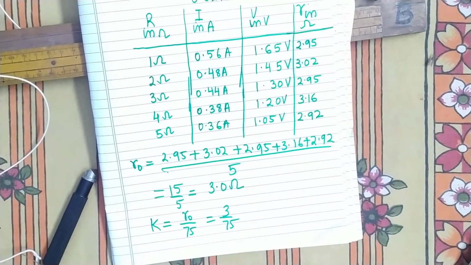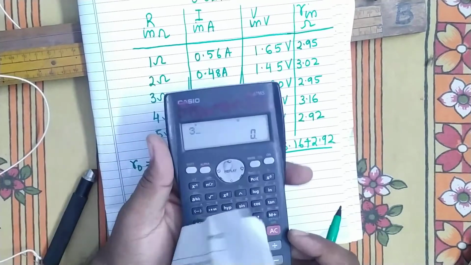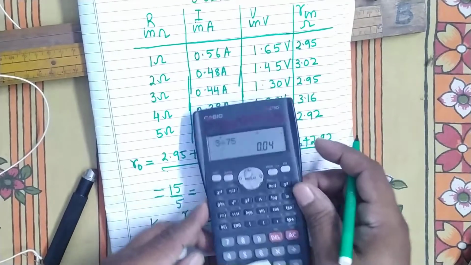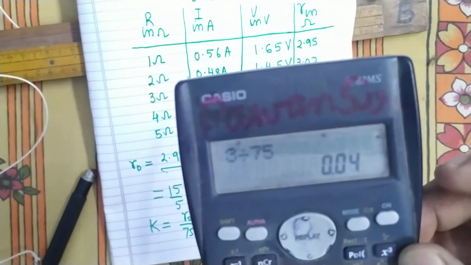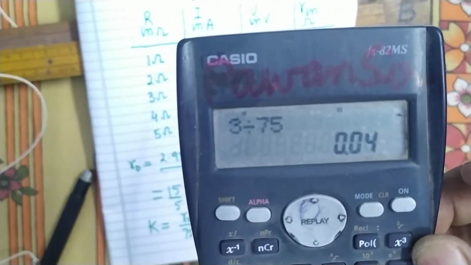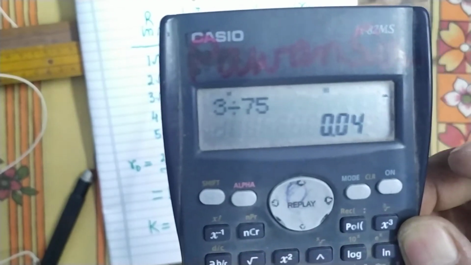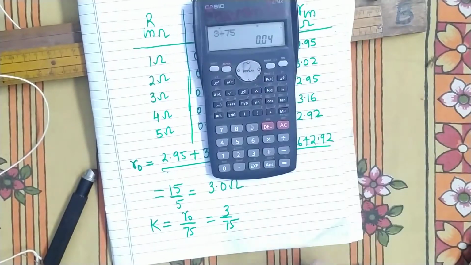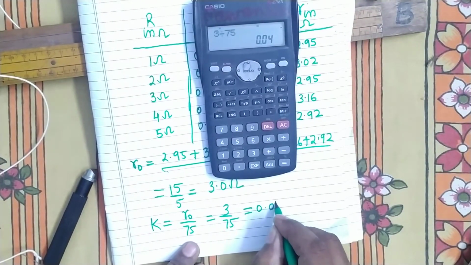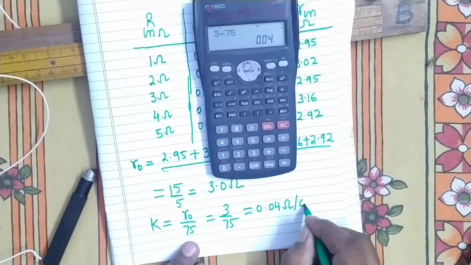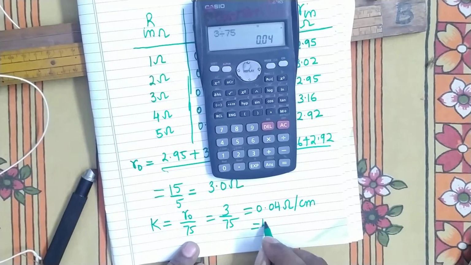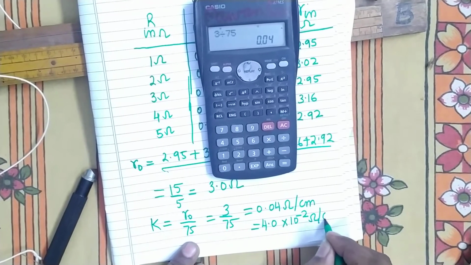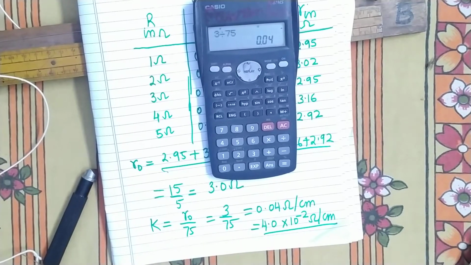So it is equal to 3 divided by 75. It is 0.04. You have to record it correct up to one decimal place. There was a mistake in the question paper, so you leave it. You write it as 0.04 ohm per centimeter, or you can write it as 4.0 into 10 to the power minus 2 ohm per centimeter. This way you will write.